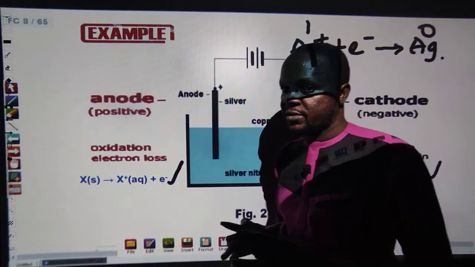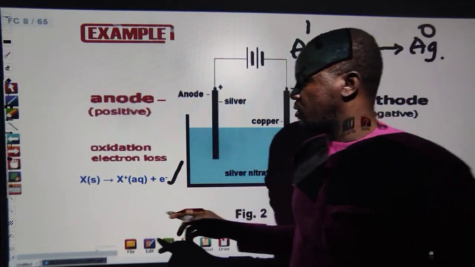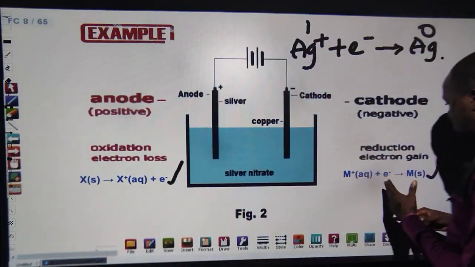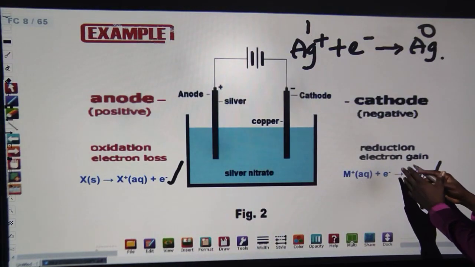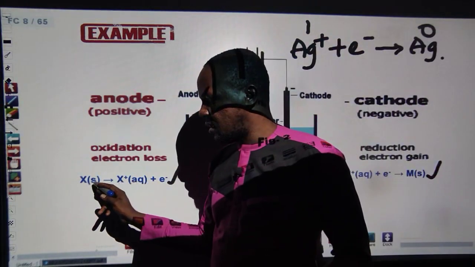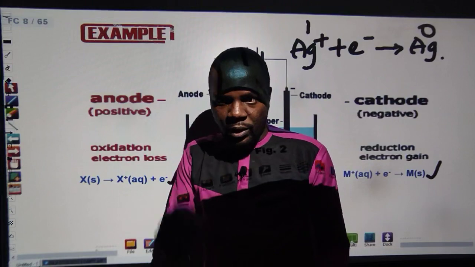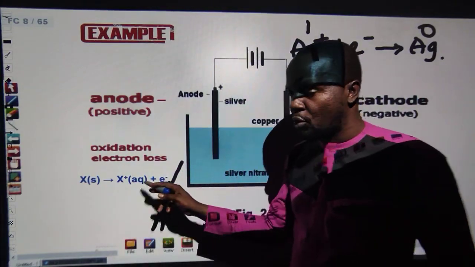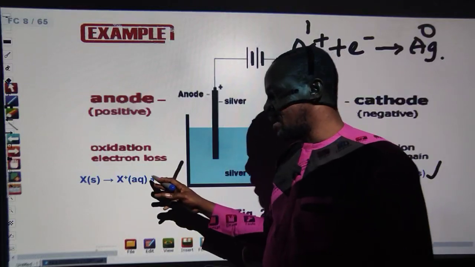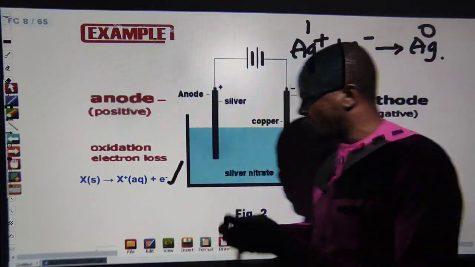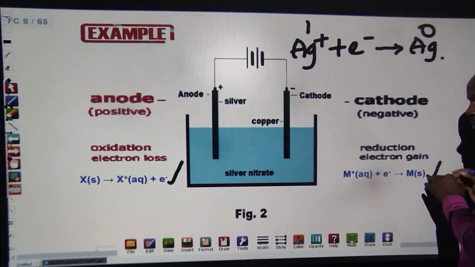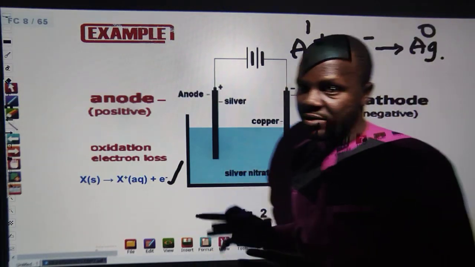But in some standard examinations, when you see something moving from solid, you can say electrons have been gained. Why? Because you dip this solid substance into a solution, and when you dip it into a solution, it ionizes to become aqueous by losing an electron. Then it gained an electron to become solid again. That is the interpretation we give to it here.